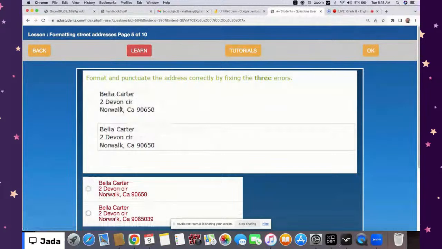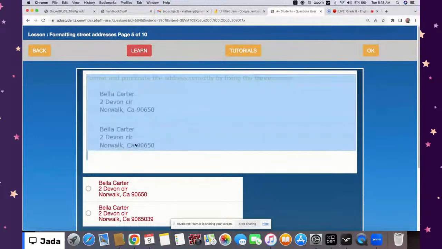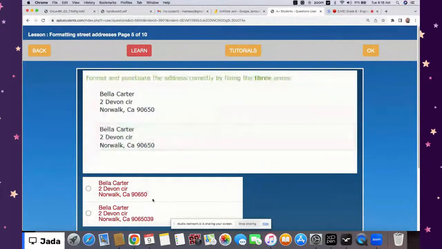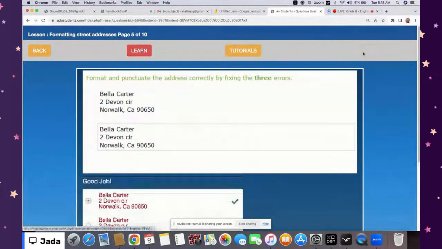Then this one, the street CIR, the C here is in small letters. So you have to make sure that the street is in capital letters. And then what else is the error? A period after that. And then the state CA. Both of the letters need to be in capital letters, not one in small letters and the other in capital. Yeah. So both of them need to be in capitals.